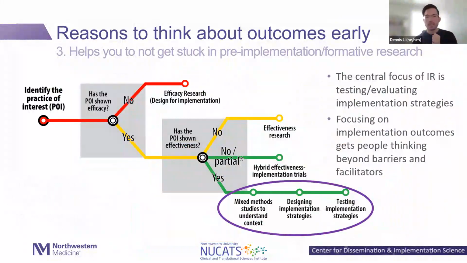Thinking about outcomes early helps you not get stuck in pre-implementation and formative research. And this is, I think, something that we see a lot for folks who are newer to implementation research. They do a lot of work in this understanding context and determinants, and then don't make the leap to the next step of getting to strategies. So if you're focusing always on implementation outcomes, that will push you towards getting to testing and evaluating strategies.